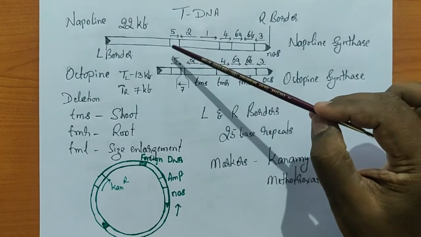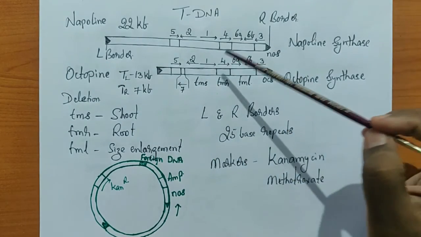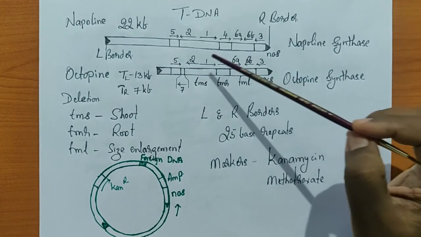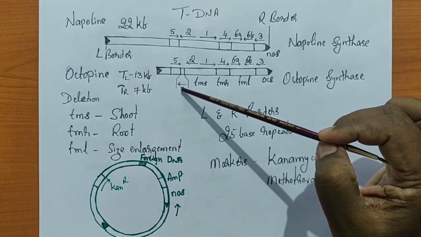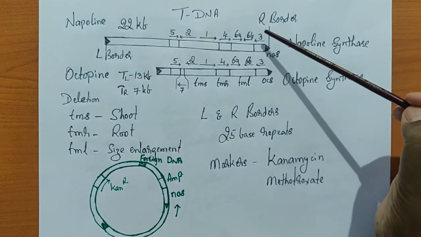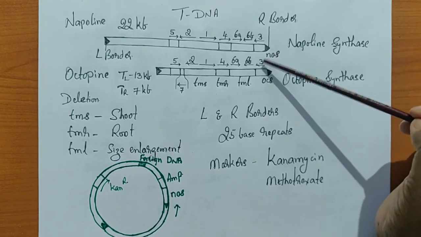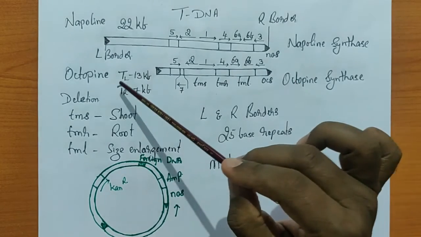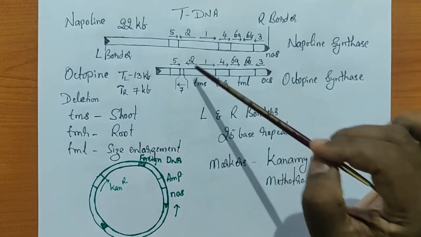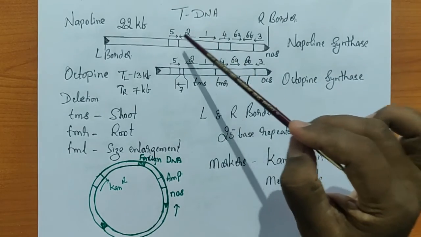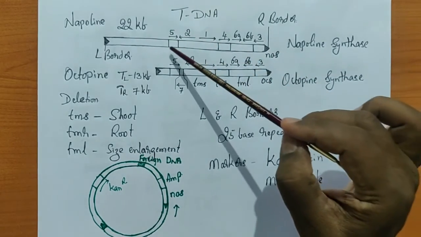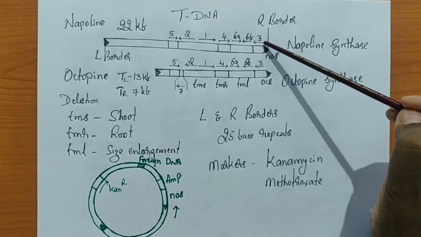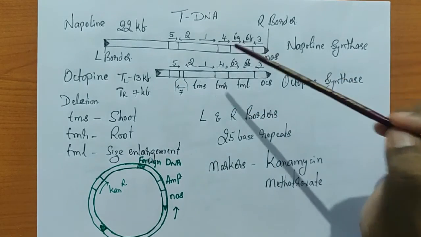Now this is in case of nopaline, whereas in case of octopine, we have 1, 2, 3, 4, 5, 6A, 6B, and another one is going to be the 7. This one is not present in nopaline, and this 3 and this 3 are not the same. So 3 and 7 are exclusively different in octopine, whereas we do have a very good resemblance of all the others: 1, 2, 4, 5, 6A, 6B. They are highly similar between nopaline and octopine, whereas transcript 3 and transcript 7 are different.